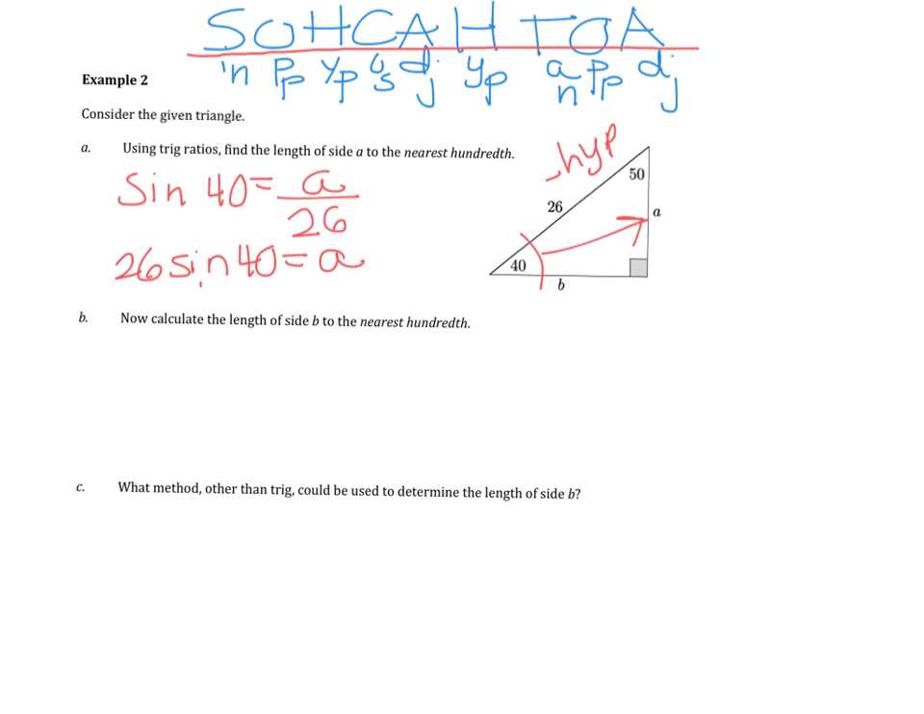So yes, the answer is 16.71, the approximation for the length of side A, rounded to the hundredth spot. Now we want to calculate the length of side B to the nearest hundredths. You could either use a trig function or Pythagorean's theorem. That's entirely up to you. I particularly like to use trigonometry.